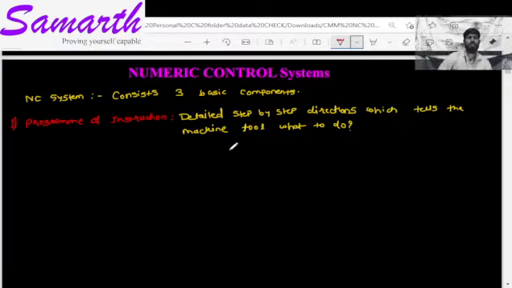It consists of three basic components. One is the program of instruction. It is also called a block. The detailed step-by-step directions which tell the machine to do something. Whatever it has to do, those step-by-step directions are known as the program. Those programs are written on tape, paper or plastic tape.